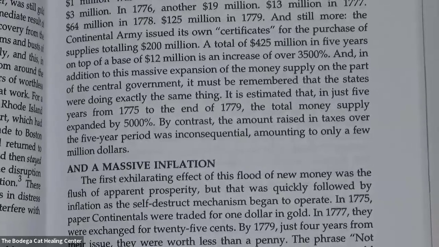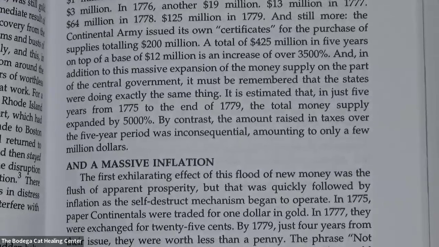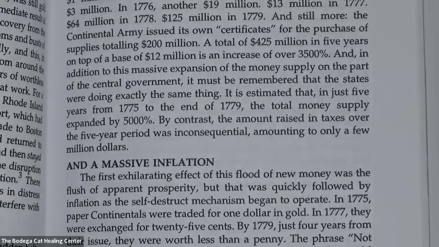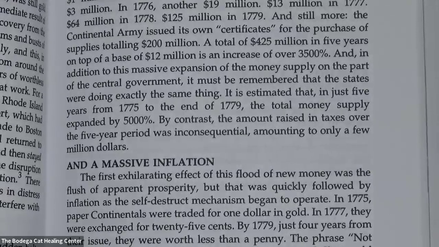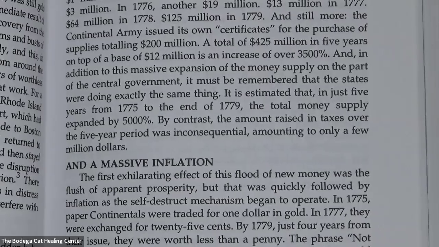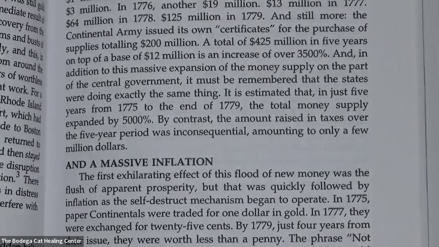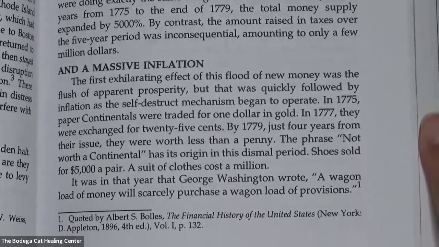That's a lot. And in addition to this massive expansion of the money supply on the part of the central government, it must be remembered that the states were doing exactly the same thing. It is estimated that in just 5 years, from 1775 to the end of 1779, the total money supply expanded by 5,000%, federal and state combined. By contrast, the amount raised in taxes over the 5-year period was inconsequential, amounting to only a few million dollars, and a massive inflation.